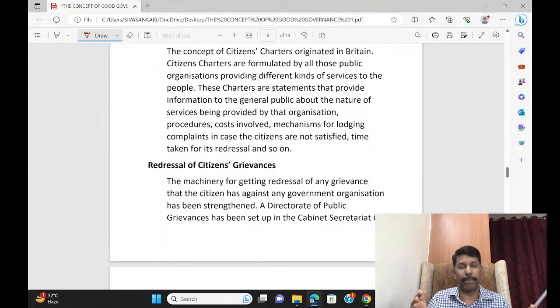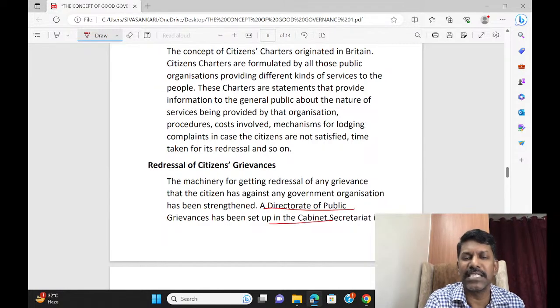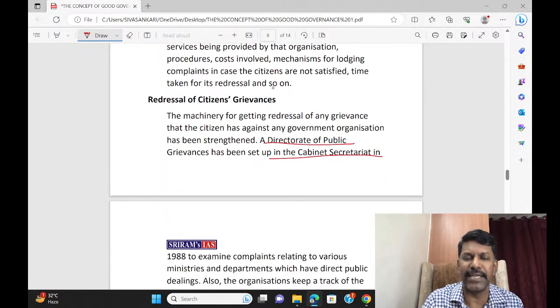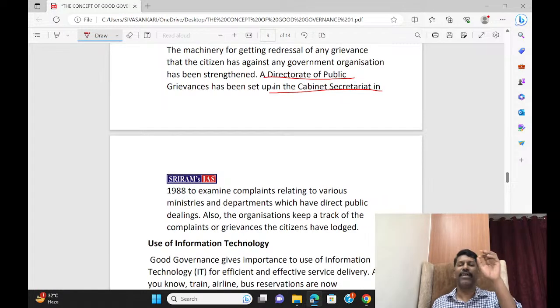But is there a monitoring mechanism or a cell in order to redress the problems of citizens? Okay, citizen charter is there. If I am not satisfied, to whom do I need to approach, where can I go, how can I rectify this? For this purpose only, the Directorate of Public Grievances was set up in the Cabinet Secretariat in 1988, and the idea of a public grievances redressal mechanism came in.